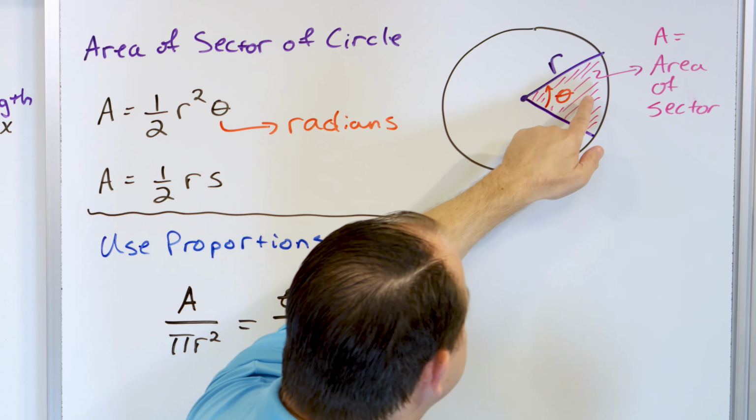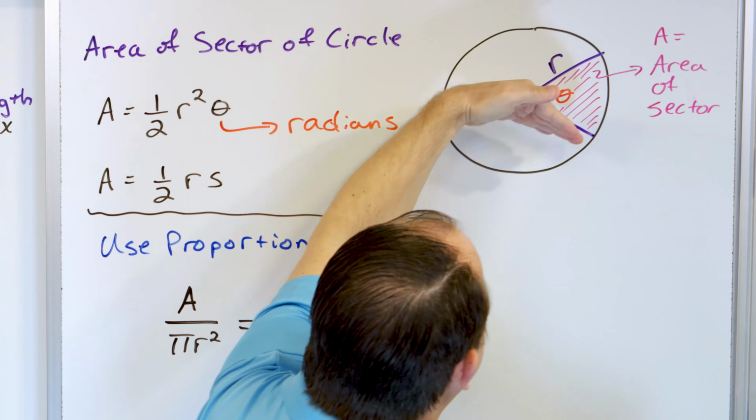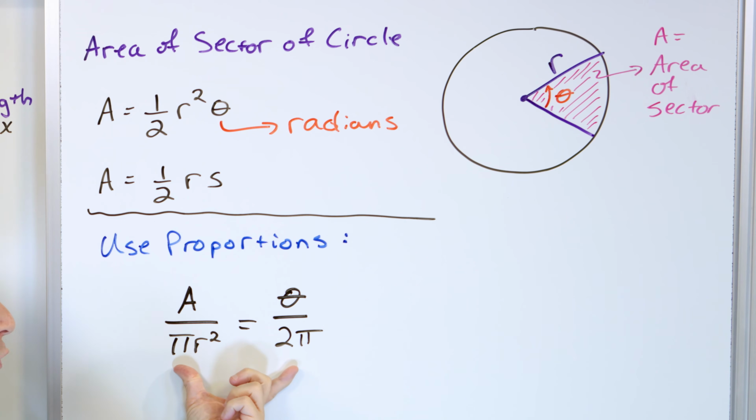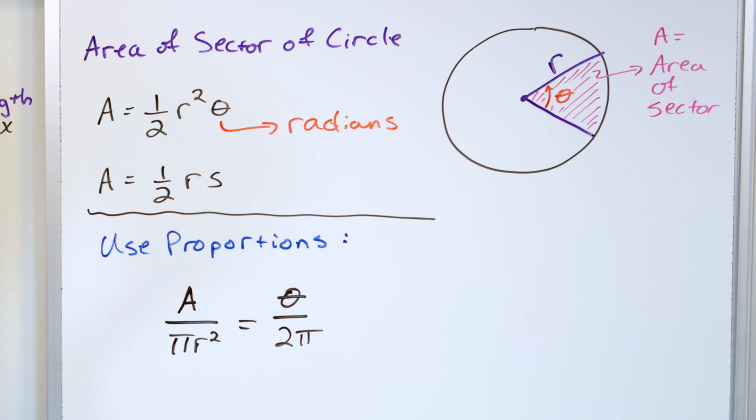Whatever this area is, as compared to the area of the whole thing, is the same ratio as this angle is compared to the angle going all the way around. It's the equivalence of two ratios, which we call a proportion. Now, what we're trying to do is derive what the area of this sector is. So we're trying to solve for A.